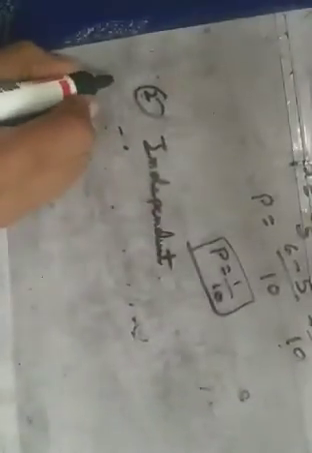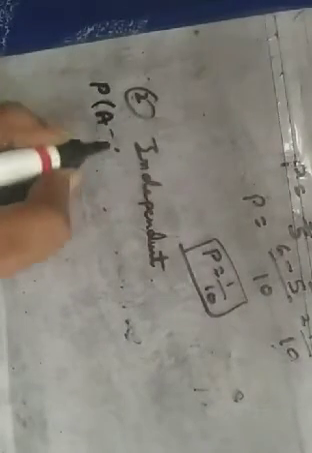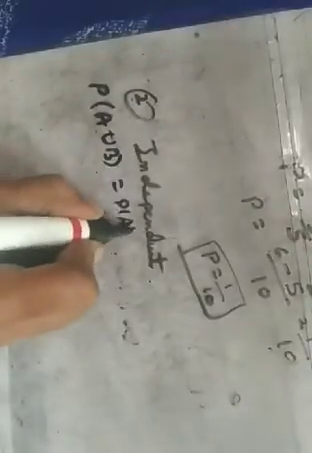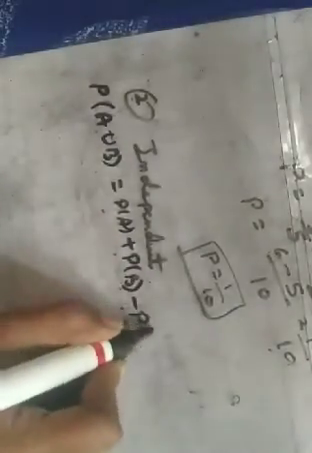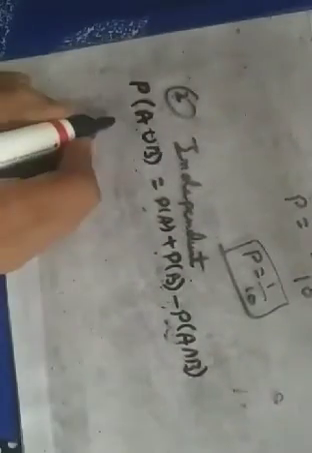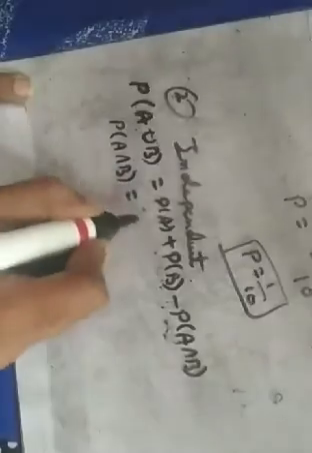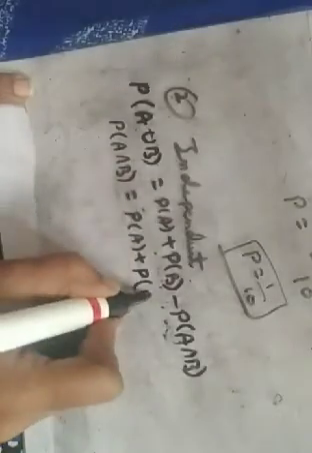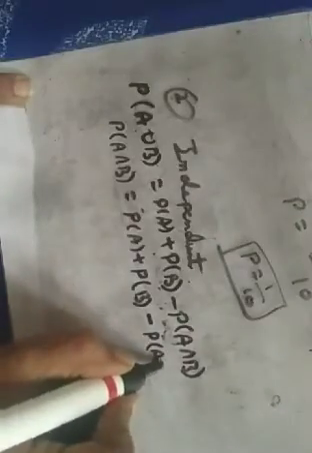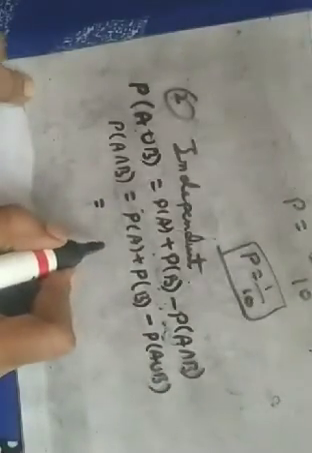Use the same formula. P of A union B is equal to P of A plus P of B minus P of A intersection B. If you want intersection, P of A intersection B is equal to P of A plus P of B minus P of A union B. What is P of A? P of A is 1 by 2.